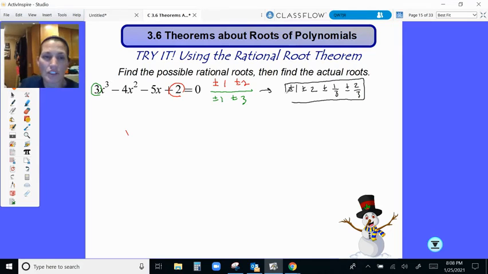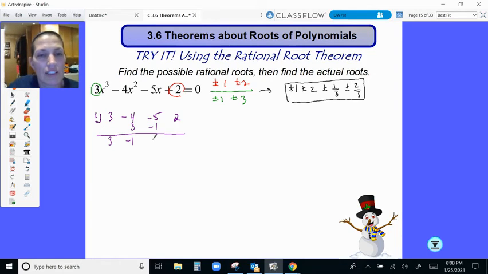So you start dividing. I'm going to start dividing by 1 and see where we go from there. So I go 1, and I'll have 3, negative 4, negative 5, positive 2. So bring down the 3. 1 times 3 is 3. That brings me negative 1. 1 times negative 1 is negative 1. That gives me negative 6. And so this one is not a 0.